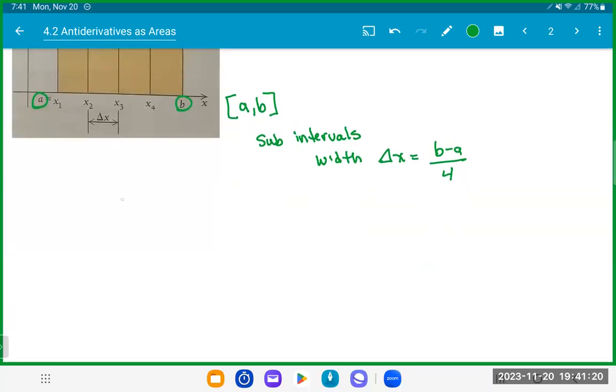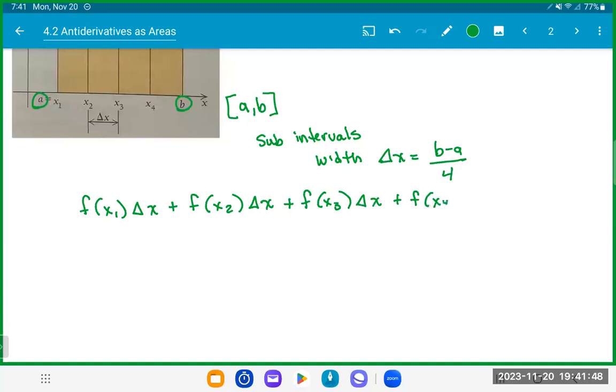So that would be something like my function evaluated at x1 times my change in x, plus the function evaluated at my second x times the change in x, plus the function evaluated at x3 times the change in x, plus the function of x4 times the change in x.